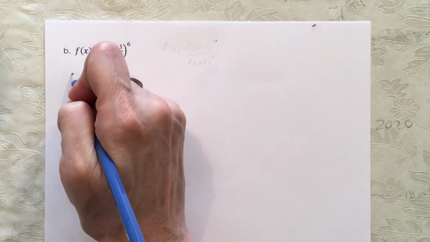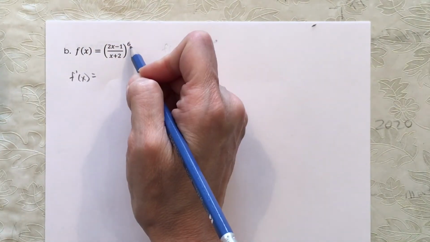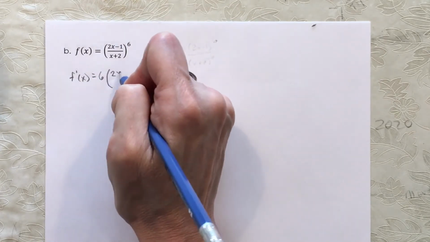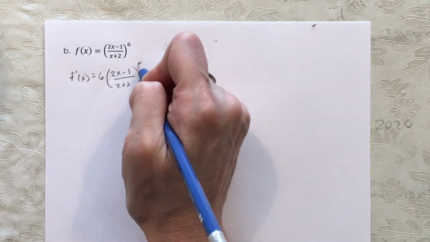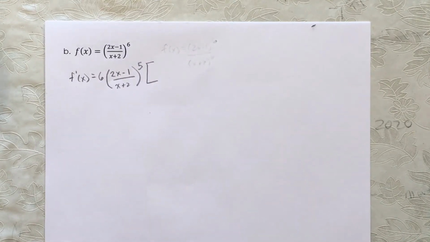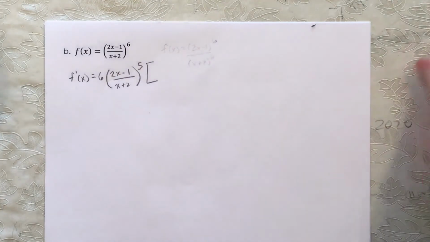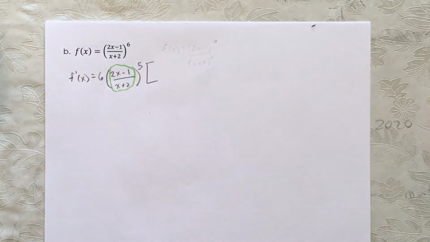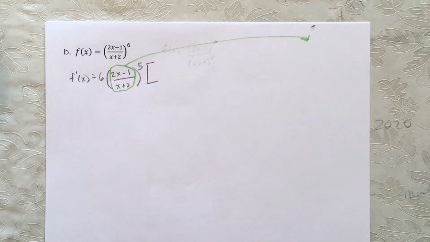So I'm starting off: f prime of x is equal to, following the chain rule, the 6 comes down, times the whatever, all to the 5th. But then I have to multiply by the derivative of what's inside. That's what the chain rule says. So I have to multiply by the derivative of what's inside here, and to get the derivative of this, that's where I have to use the quotient rule.